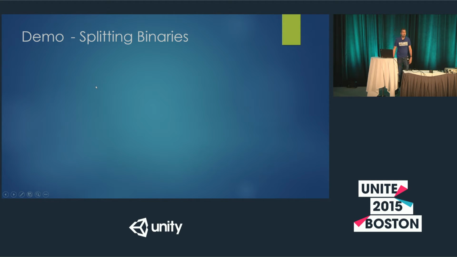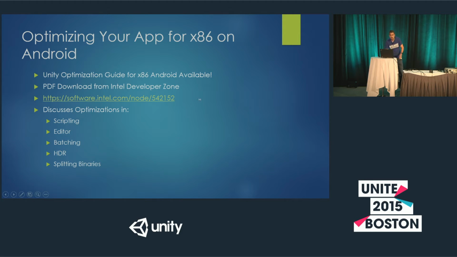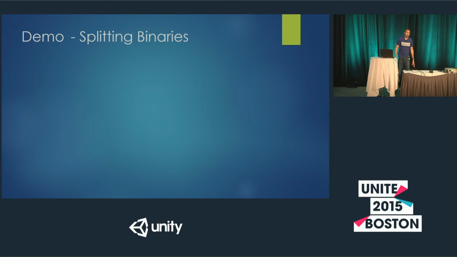So splitting the binaries, what do we mean by that? So by default, since 4.6, when you target Android, a fat binary is specified. So it will support both native libraries for ARM and x86.